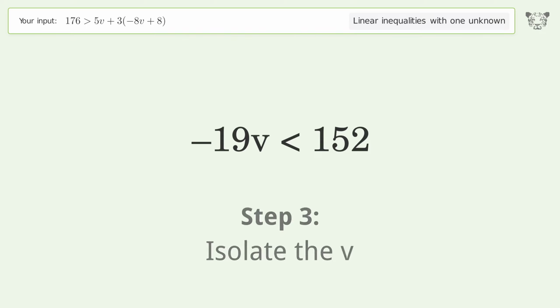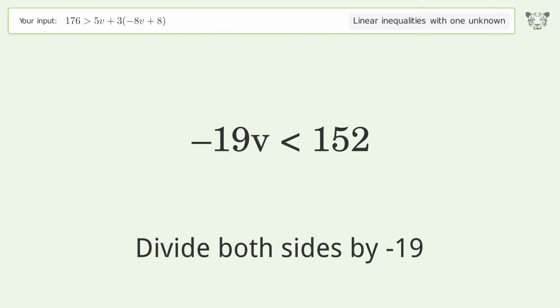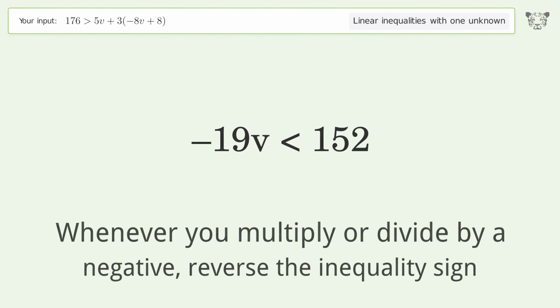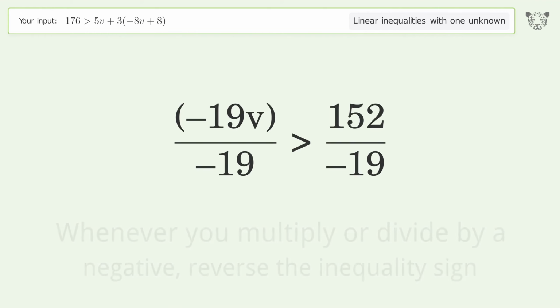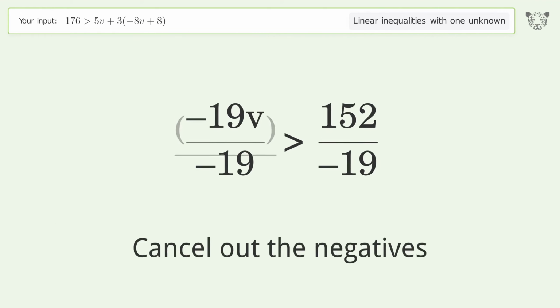Isolate the v. Divide both sides by -19. Whenever you multiply or divide by a negative, reverse the inequality sign. Cancel out the negatives.